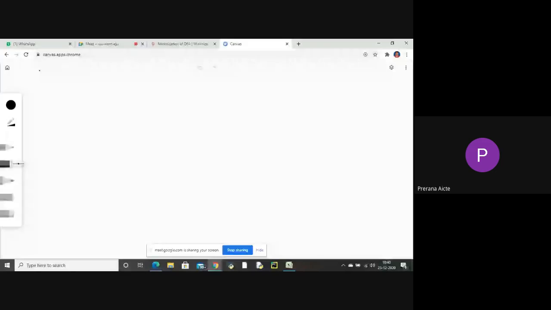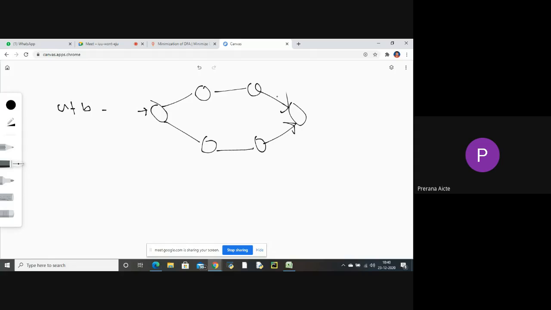Next, we'll go with A plus B. If it is A plus B, then the transition diagram can be represented using NFA with epsilon, with epsilon, epsilon, epsilon, and epsilon transitions, here A and B. And this is the representation of concatenation of two characters A and B.